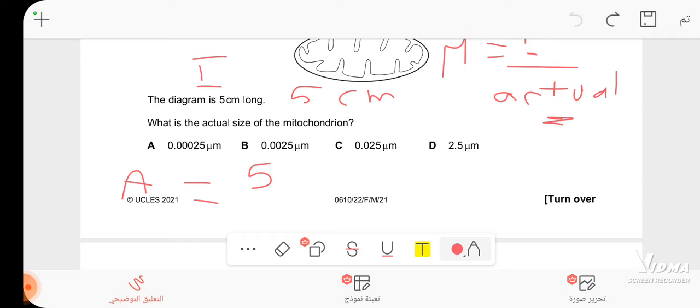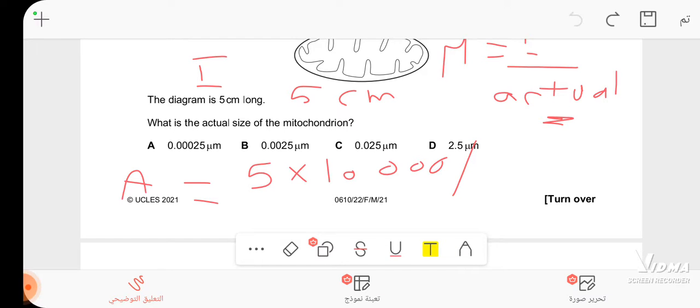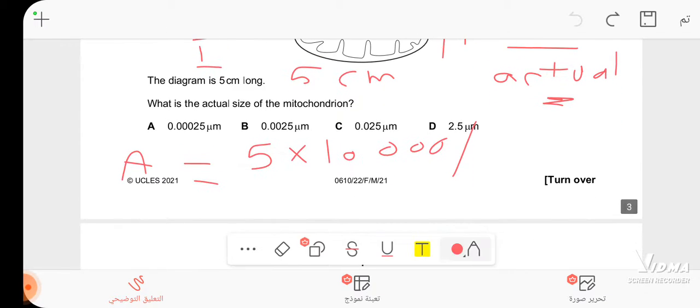As you know, we have to have only 1 unit. 5 times, how many micrometers do we have in a centimeter? We have about 10,000, over what about the magnification? Magnification is 20,000.